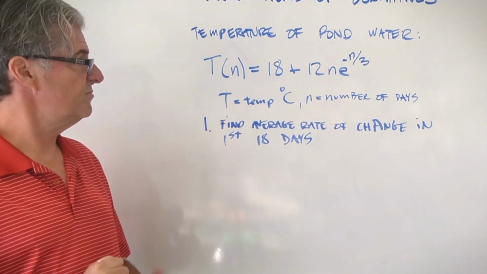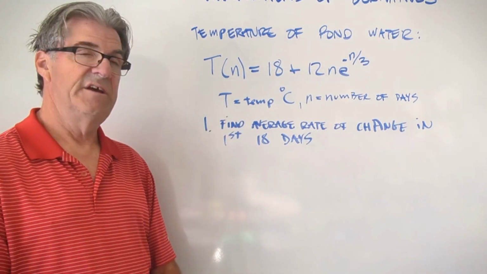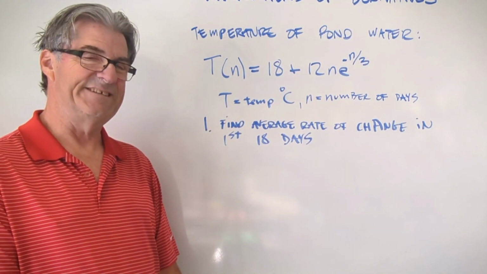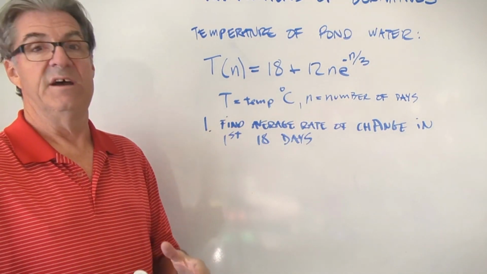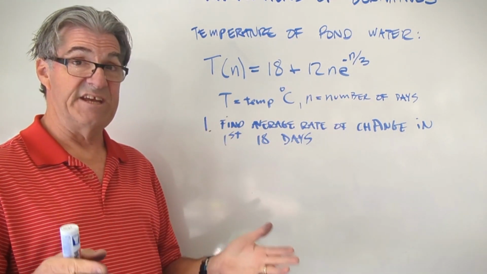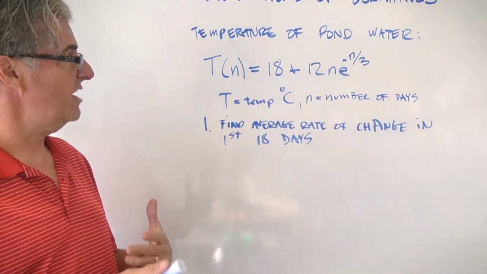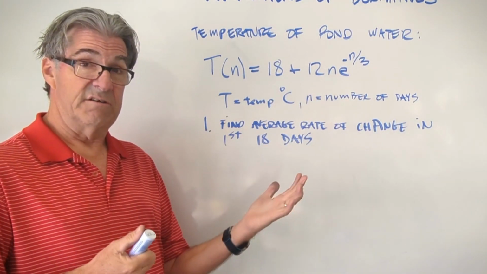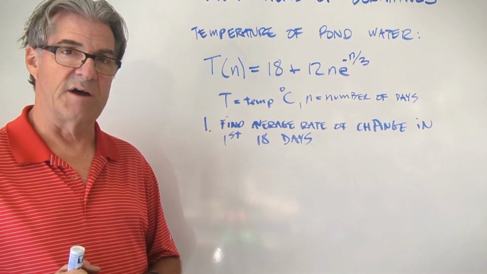So here's our first problem. Find the average rate of change in temperature in the first 18 days. So what's the average rate of change? That's just going to be the total change in 18 days divided by 18. So all you're really going to need to do is be able to calculate the temperature at the start and the temperature in 18 days. So go ahead, do that, and come on back.